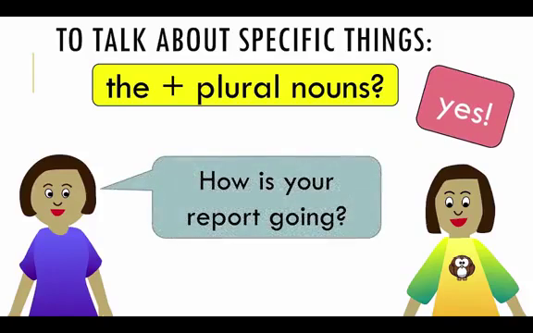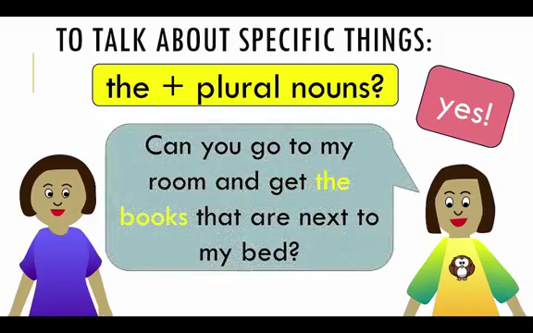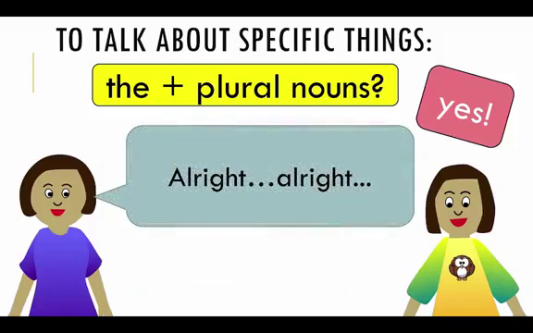How is your report going? "Oh, it's okay. Oh, can you help me, Mom? Can you go to my room and get the books that are next to my bed?" Oh, all right. Thanks.